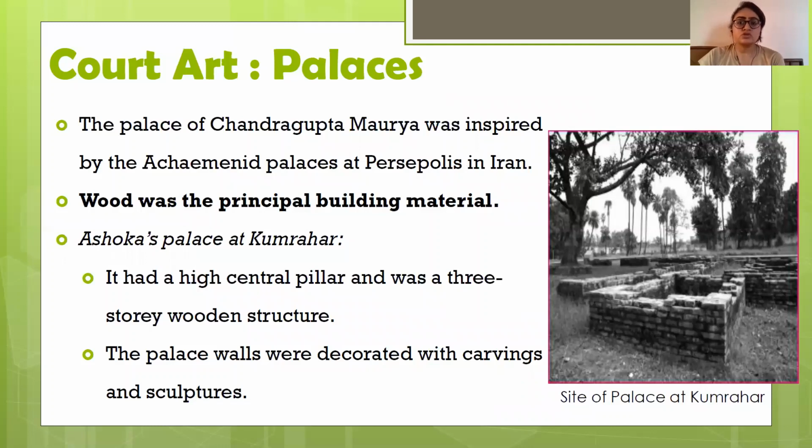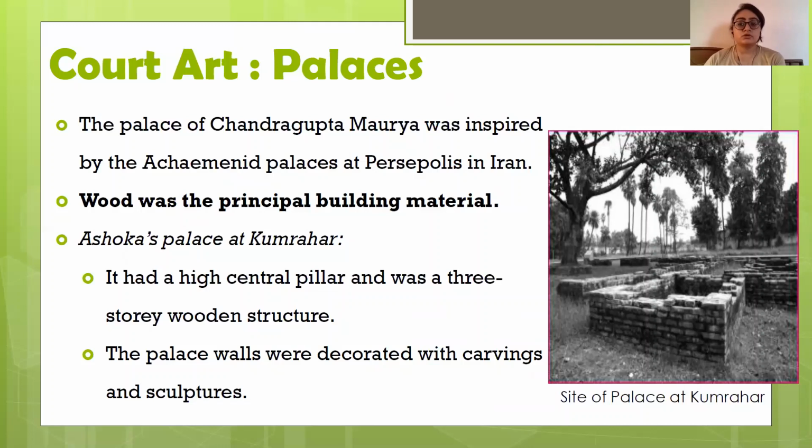So Chandragupta Maurya took some ideas from the Persian palaces, and hence his palace had some features of the Achaemenid palaces of Persia. Okay, wood was the principal building material. Very important point. Wood was used in making palaces in the Mauryan times.